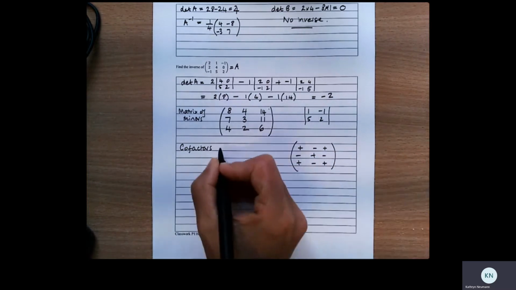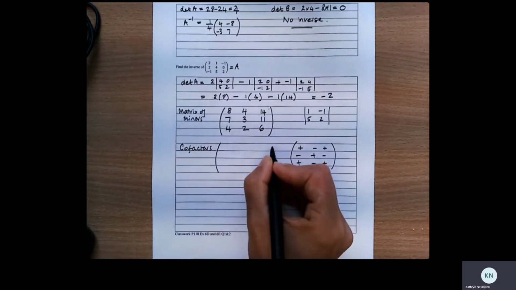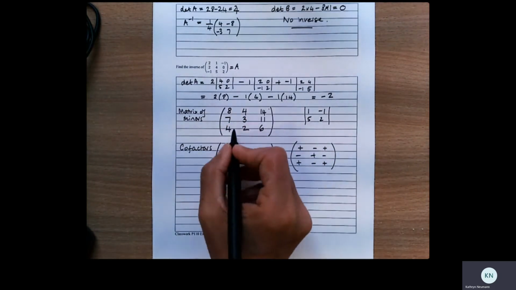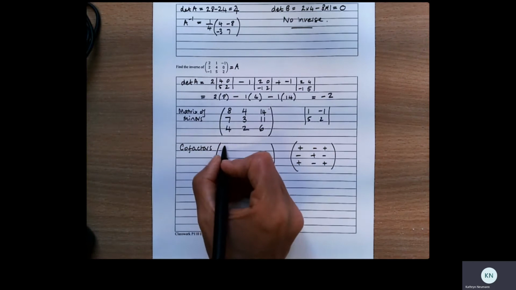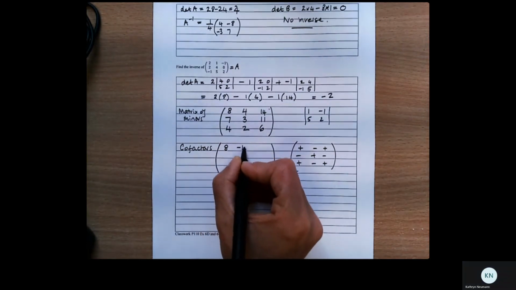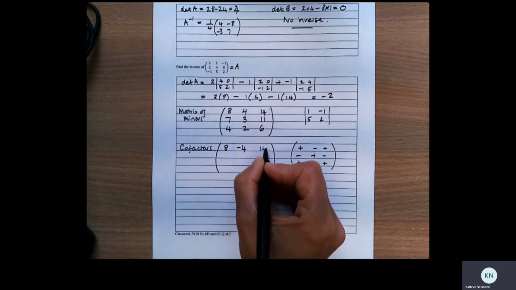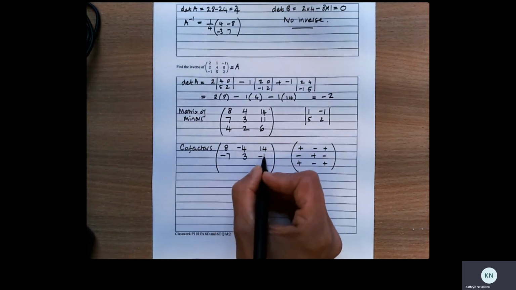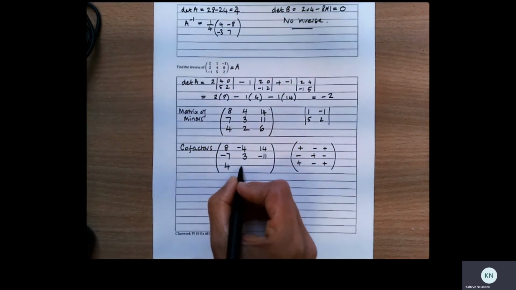So where it says plus, that doesn't mean it's a positive number. It means leave the sign as it is. If it's minus, it means change the sign. So in this matrix here, all the elements are positive. So it's going to end up being 8, minus 4, 14, then minus 7, 3, minus 11, then 4, minus 2, 6.